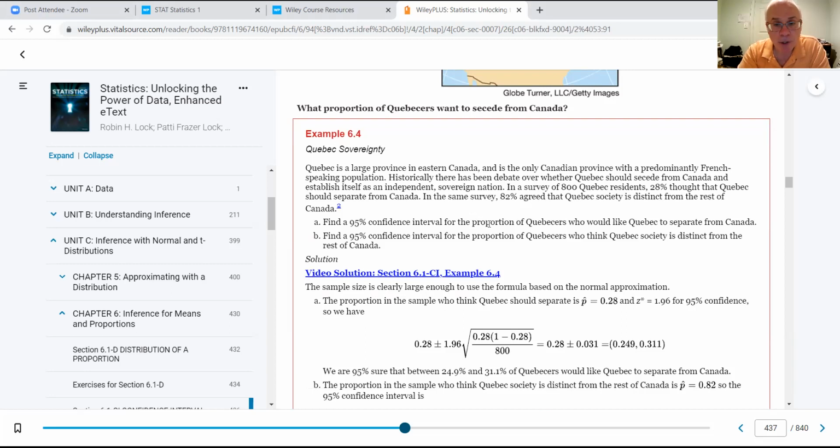Now they asked another question later on. They said, do you agree that Quebec society is distinct from the rest of Canada? And 82% agree with that. All right. So that's a separate question.